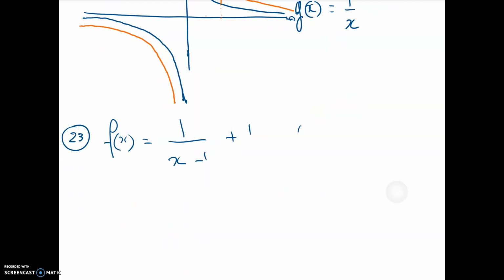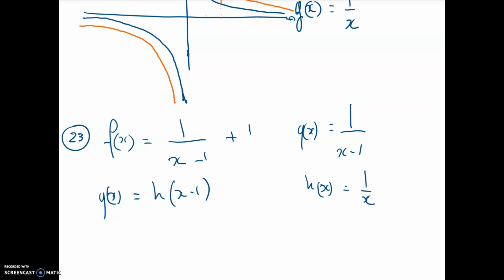So on number 23, we have g of x equal 1 over x minus 1. This g of x, it's like if you had, and let's call h of x this time equal 1 over x, it's like if you had h of x minus 1. And so that should remind you that we have a horizontal shift to the right or to the left. What do you think? Well, because you have a minus, it's going to be to the right.